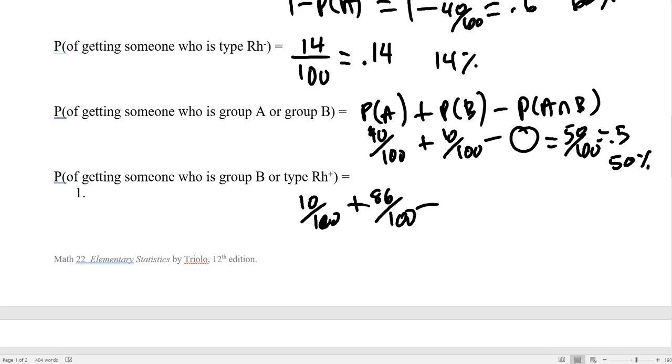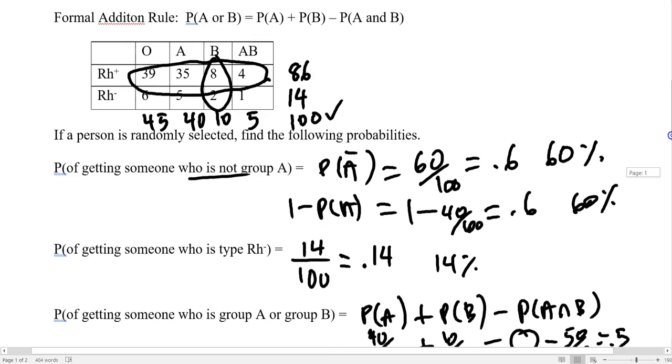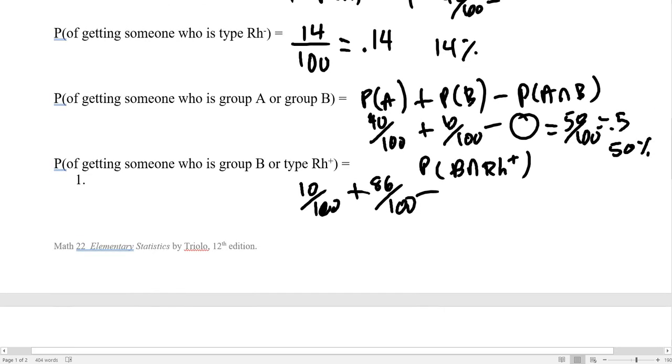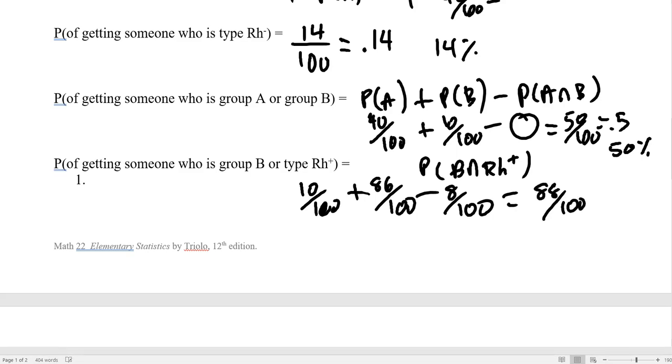minus the overlap. Is there a B and Rh positive? Right? Is there an overlap? We'll look at the circles. Was there an overlap? Yes. That would be the 8 people that are both counted in the 10 and the 86. So since we counted them twice, we subtract them away once, leaving us with 88 out of 100, 0.88, or 88%.